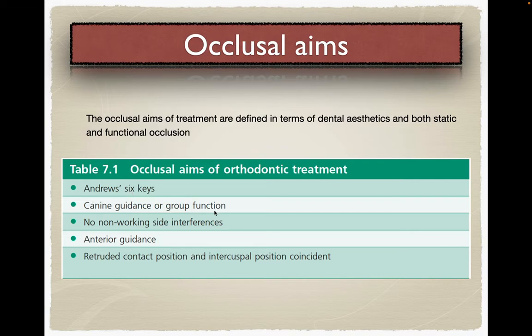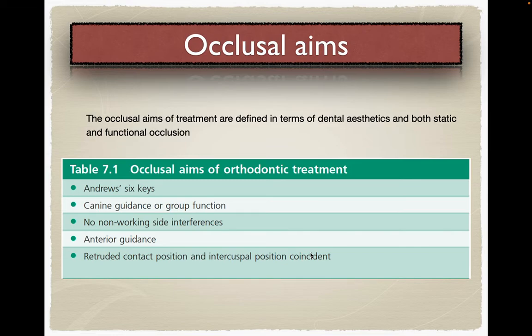And then there is the functional occlusion, which was proposed by Roth. You need to achieve canine guidance, which is better if you can then achieve group function guidance. There should be no non-working side contact or interferences, and there should be an anterior guidance, and the retruded contact position and intercuspal position should be coincident. That means there is no displacement.